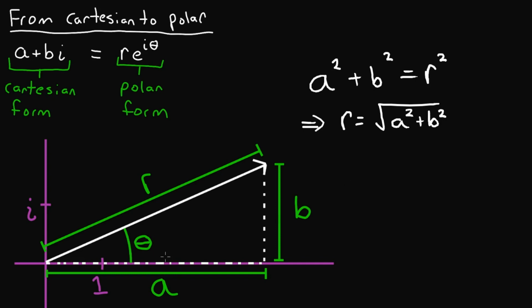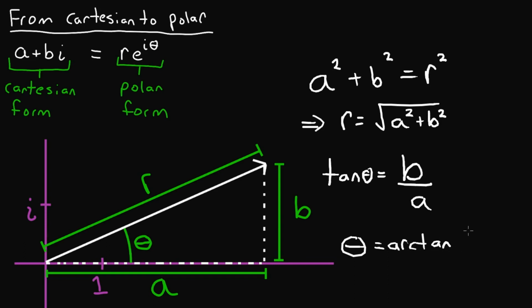And then let's point out that tangent of θ is equal to the opposite, that's b, divided by adjacent, which is a. So we can write θ is equal to arctan of b over a.